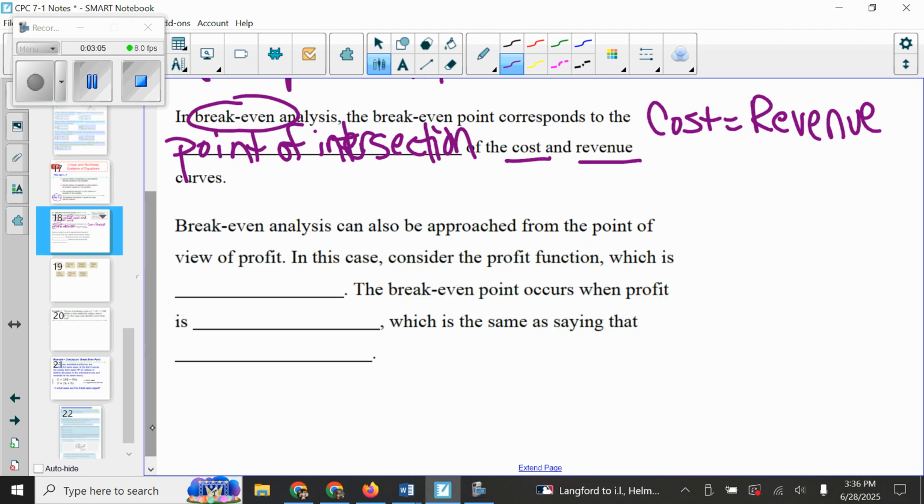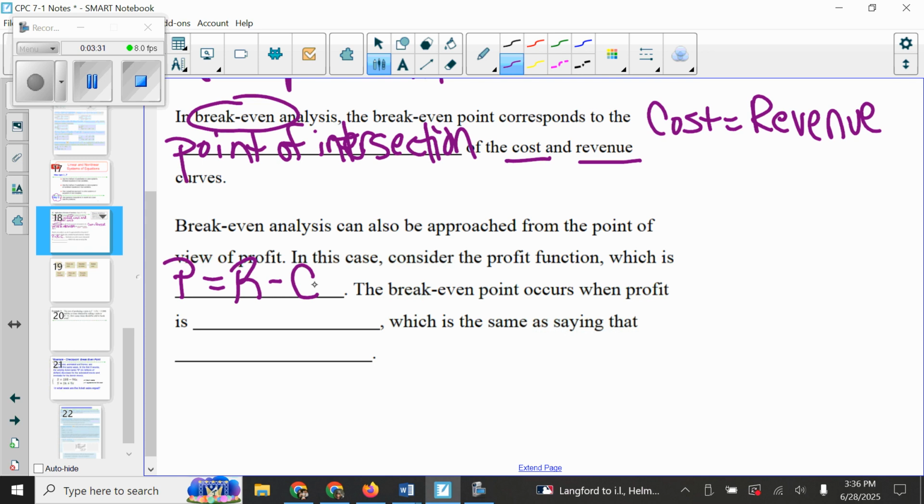So break-even analysis can also be approached from the point of view of profit. So your profit is the amount of money that you make above and beyond your cost. So if we think about what profit would look like, I'm going to use P for profit, your profit is going to be whatever your revenue is, the amount of money you take in total, like when you sell all your items, minus whatever cost you had to produce those. So the startup cost and the cost per item.